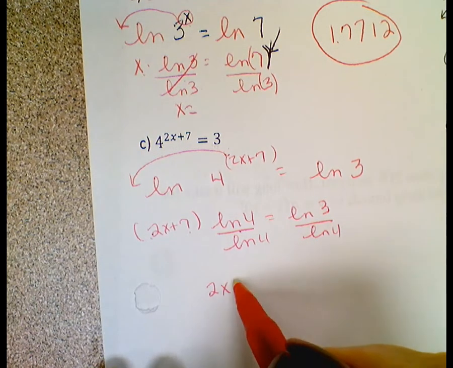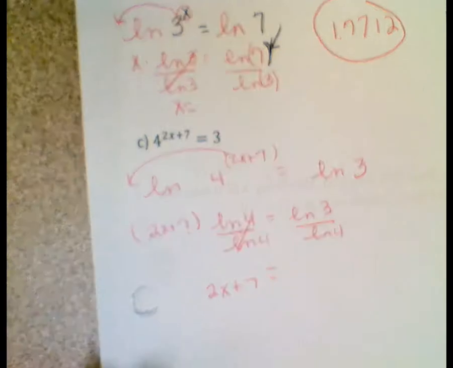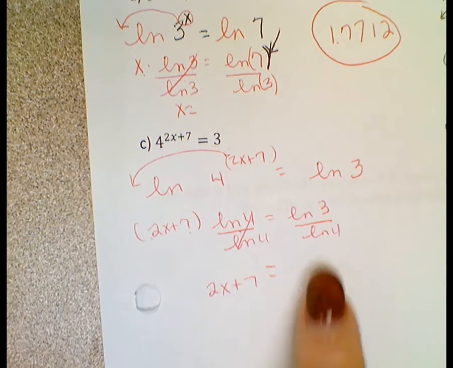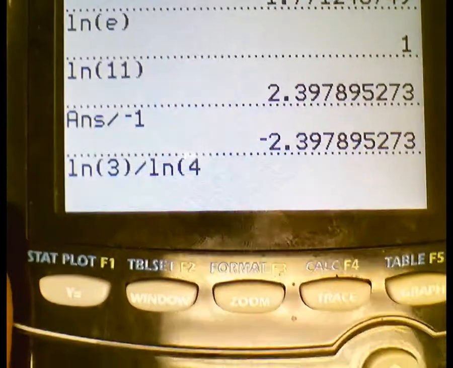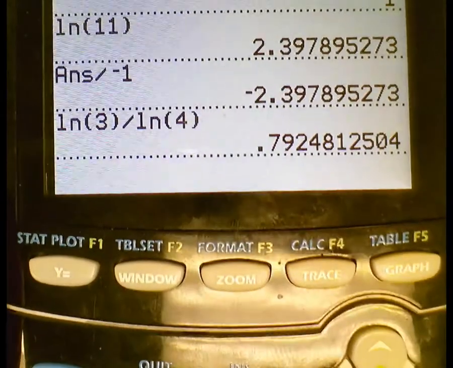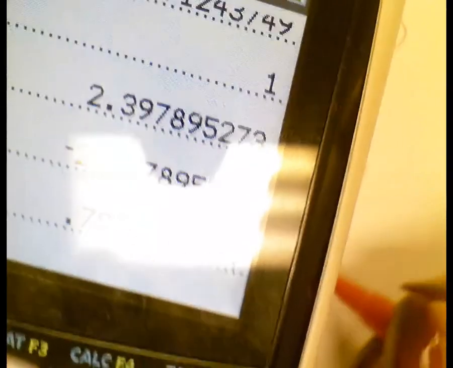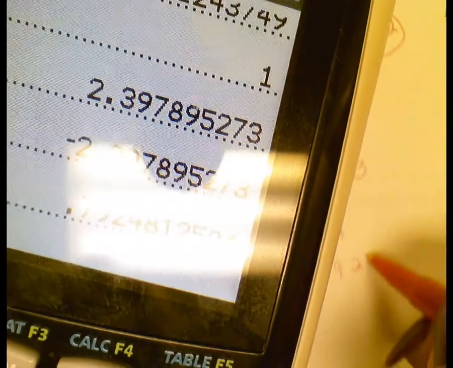So right, I'm going to have 2x plus 7, because this cancels, equals. Now you can leave it like that throughout the problem, or you can change it over to a decimal. Some people prefer just to go ahead and change it to a decimal. So natural log of 3 divided by natural log of 4 is 0.7925. You with me? Now leave this on your screen. I'm just going to write 4 decimal places of this.